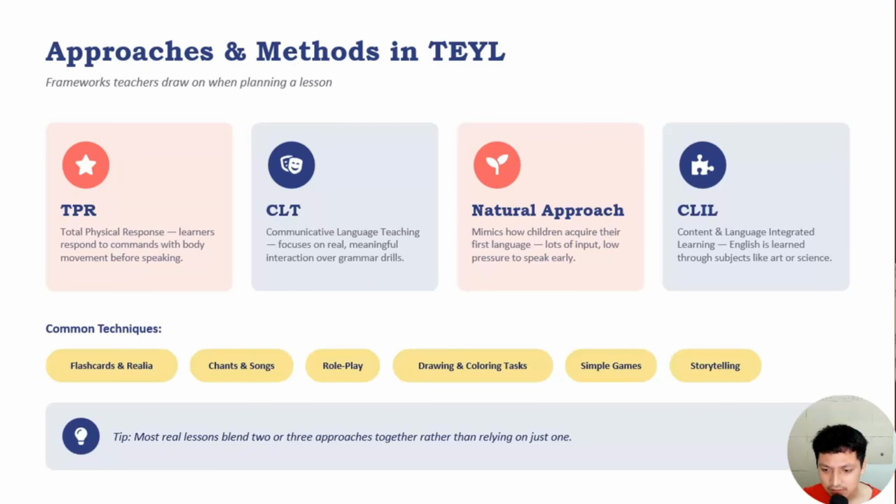And for techniques, teachers commonly use flashcards, realia, chants, and roleplay, drawing tasks, games, and storytelling, basically tools to make the approach come alive in the classroom. Tips: in real teaching, we usually don't use just one approach. We mix 2 or 3 together depending on the lesson.